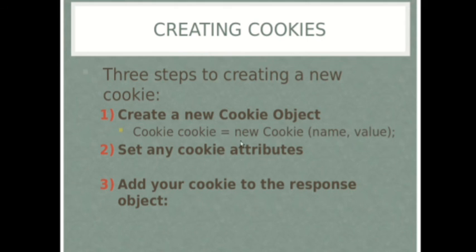This is the syntax for a cookie: the name of the cookie is equal to new Cookie(name, value). Then we can set any cookie attributes by using setMaxAge. You can use any of the attributes, but here the example is for cookie expiry, when the cookie will expire. That's why the time is mentioned in setMaxAge. Then the third step is to add your cookie to the response object, using response.addCookie with the name of the cookie in brackets. These are the basic steps for creating a cookie.